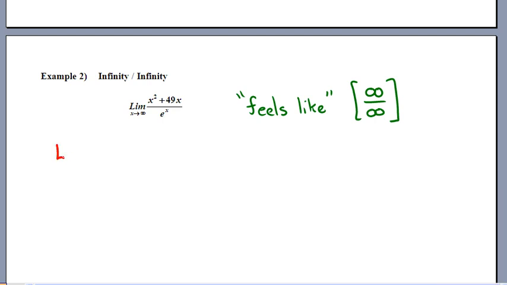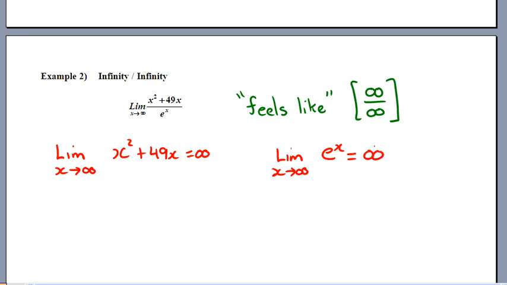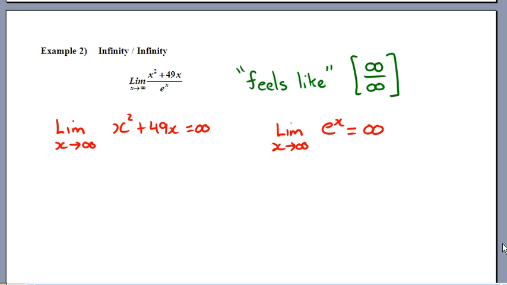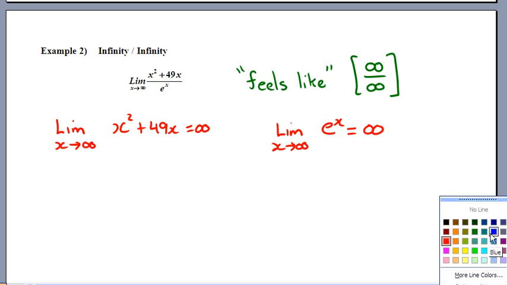If I'm going to do L'Hopital's rule, I'd have to say, hey, did you notice that when x approaches that interesting value, which just happens to be infinity, of this numerator, x squared plus 49x, that's infinity. And oh, did you also notice that when x heads to that value, when we look at e to the x, that's also heading off to infinity. Now it's fair to go ahead and do L'Hopital's rule. Let's try doing the derivative of the top and the bottom and then beginning again.